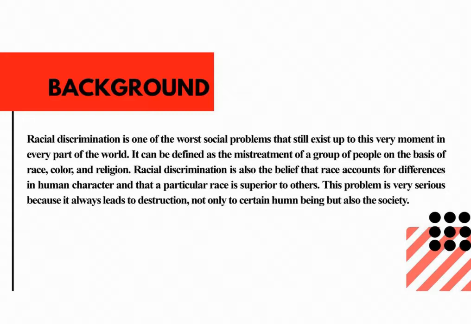Racial discrimination is one of the worst social problems that still exists up to this very moment in every part of the world. It can be defined as the mistreatment of a group of people on the basis of race, color, and religion. Racial discrimination is also the belief that race accounts for differences in human character and that a particular race is superior to others. This problem is very serious because it always leads to destruction, not only to human beings but also the society.